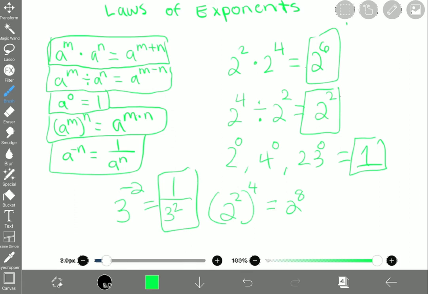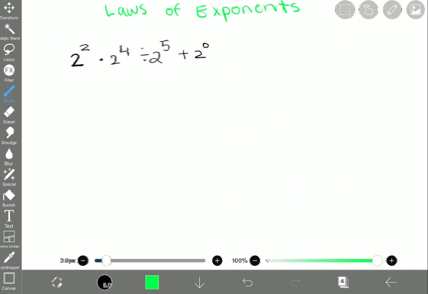So now let's try and use these laws in a problem. We're going to solve this problem by using our laws of exponents and using PEMDAS. PEMDAS says parentheses first. There's no parentheses, so we're moving on to our next step, which is exponents. All of these are exponents, so it's time to work with all of them, from left to right.